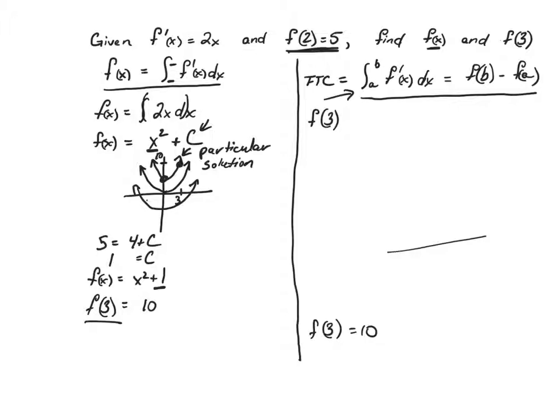So I think this is what was bugging people a little bit. Values for f, I'm finding from here. So if I isolate for f of b, I'm going to keep this on one side of the equation by itself. I'm just going to add f of a to the other side.